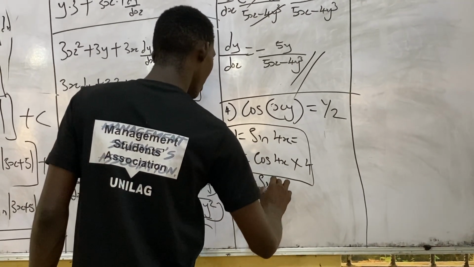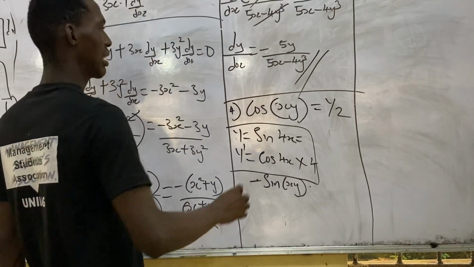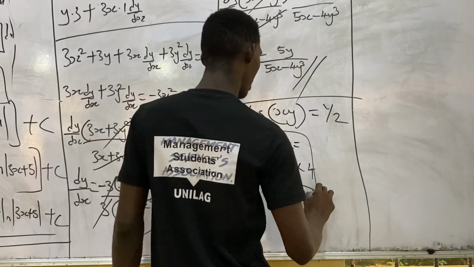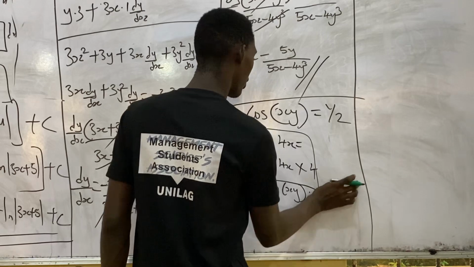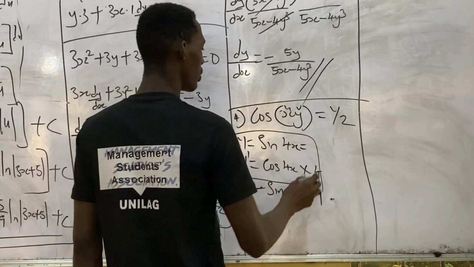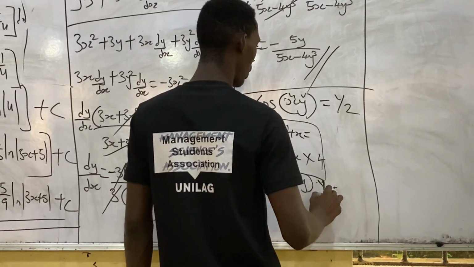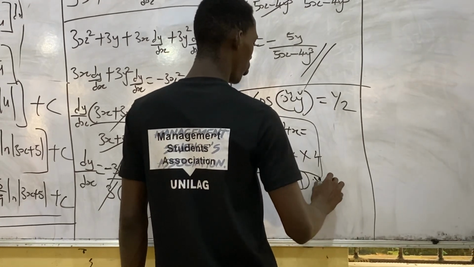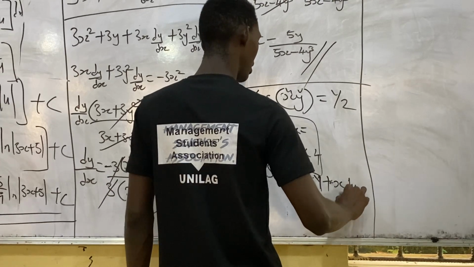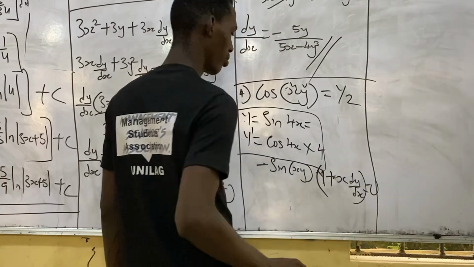Minus sine xy times the derivative of this. The derivative of this will give us 1. This is our u, this is our v. So v is 1. It will give us y plus x dy dx. Then we equate it to 0.